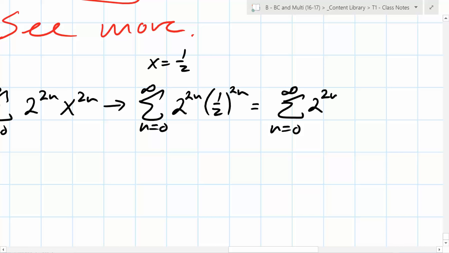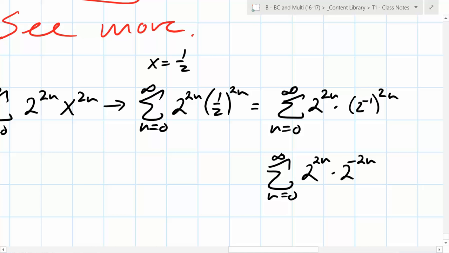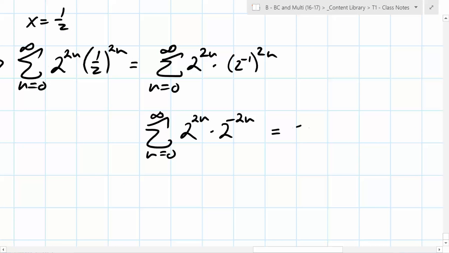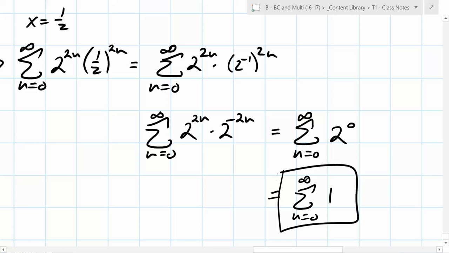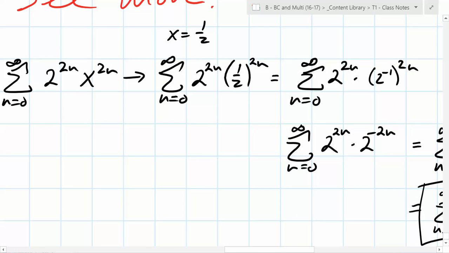So what is that? 2 to the 2n times 2 to the negative 1 to the 2n. So what is that? The sum from n equals 0 to infinity of 2 to the 2n times 2 to the negative 2n. What do you do with powers of powers? When you multiply, you add the exponents. So you end up with 2 to the 0, which is 1. Well, is that going to converge? No, because what is that literally? 1 plus 1 plus 1 dot dot dot. So that's infinity. And then you do the same thing for negative 1/2.